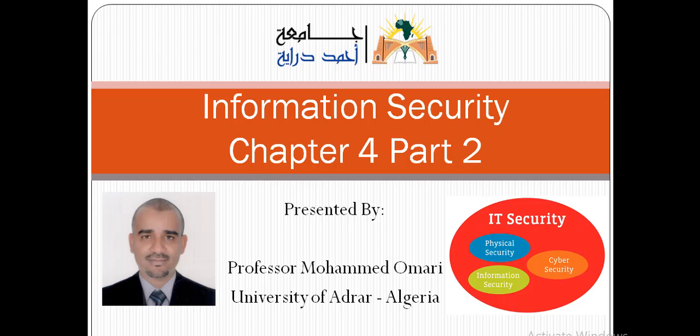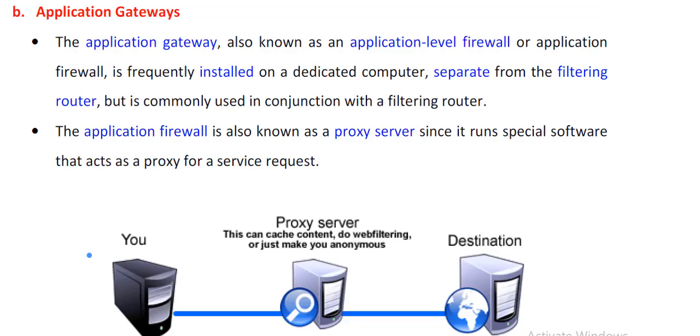Today we're going to finish Chapter 4 of the Information Security class that talks about firewalls. Last time we talked about packet filtering firewalls, and we said that those firewalls deal with layer 3, which is the network layer. We have other types of firewalls called gateways, and the gateways deal with the application layer, or the fifth layer, or the top layer of the OSI model.